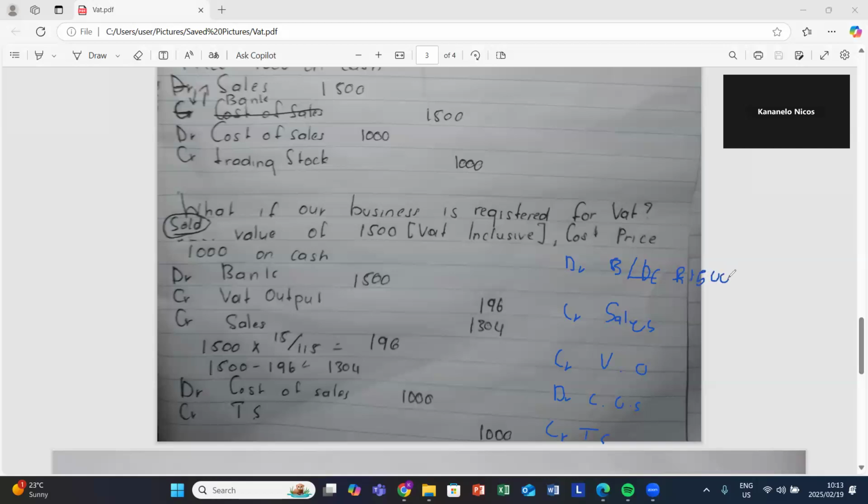With regards to your sales, it is supposed to be VAT exclusive. We have to calculate the VAT exclusive amount, in which we'll say 1,500 multiplied by 100 divided by 115. And then we'll get a VAT exclusive amount, which amounts to 1,304. And then we'll calculate your VAT amount. For you to calculate the VAT amount, 1,500 multiplied by 15 divided by 115, in which you get 196.